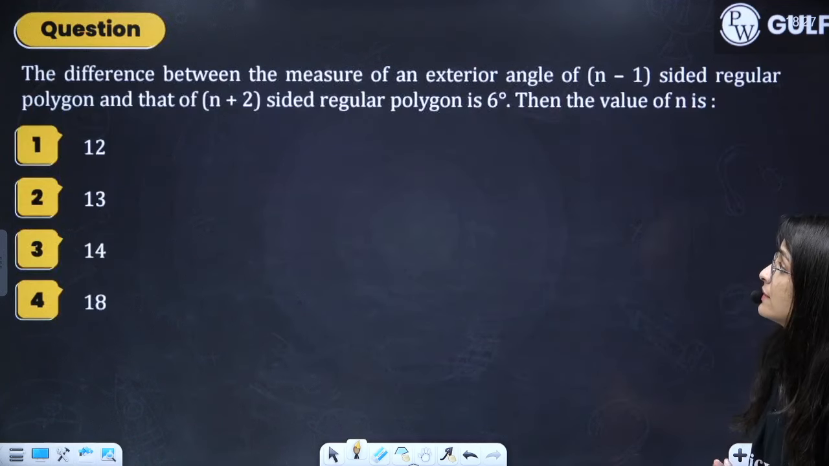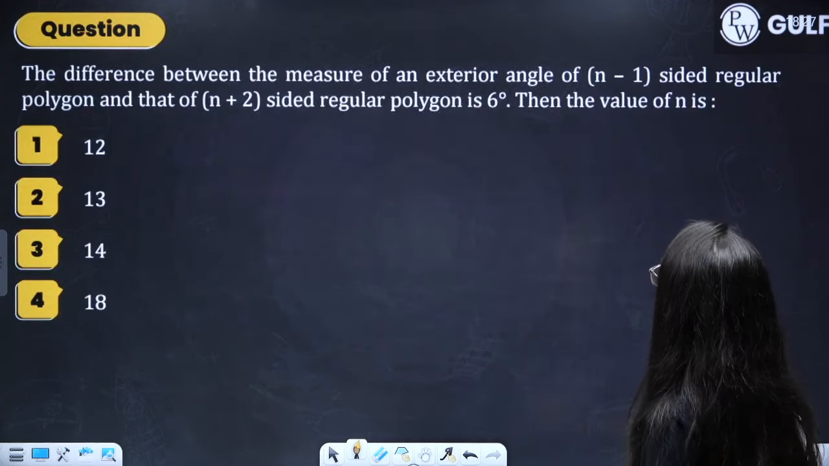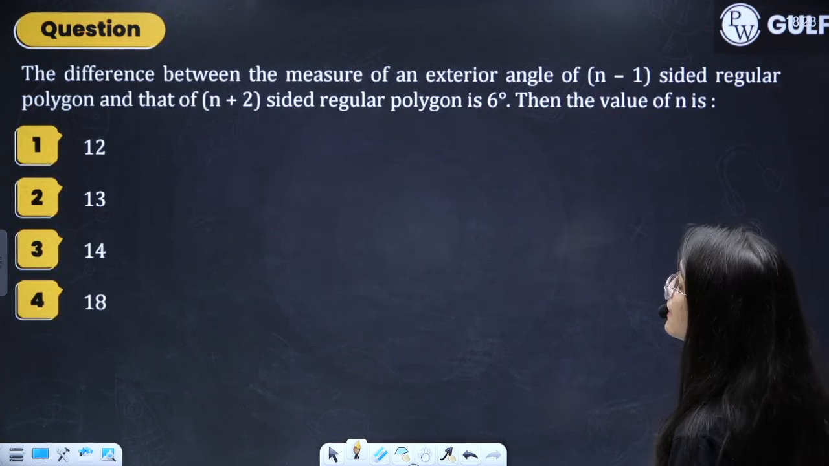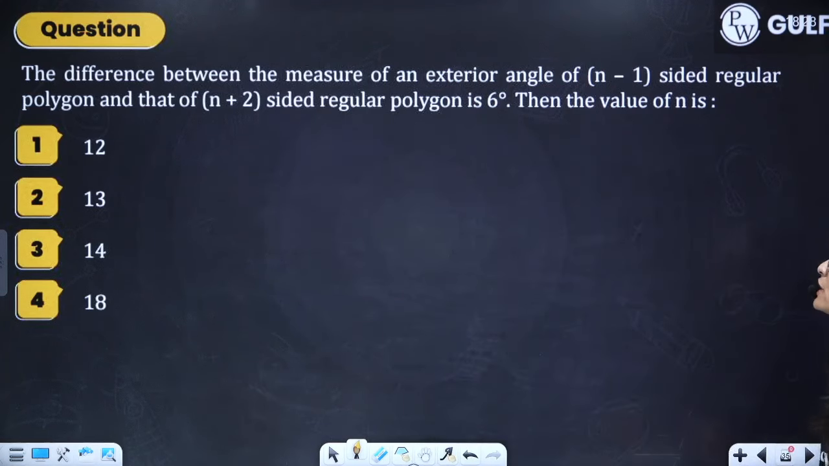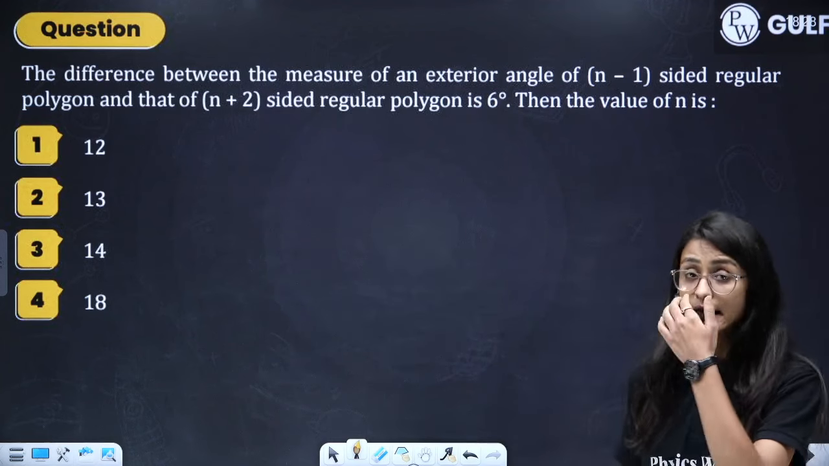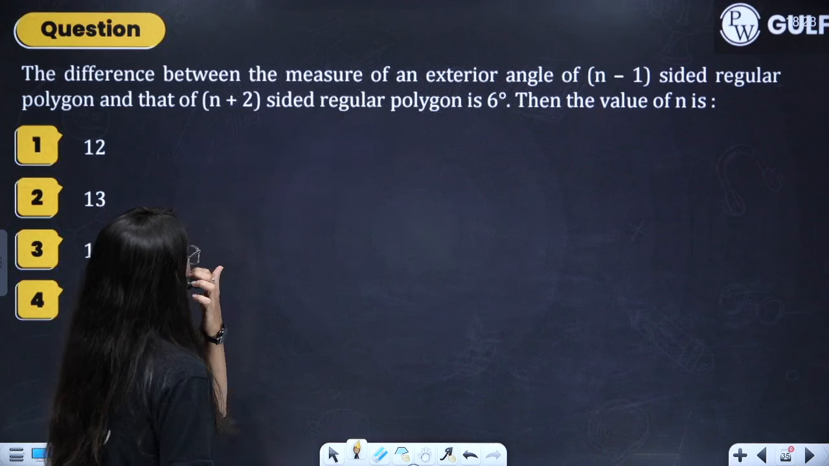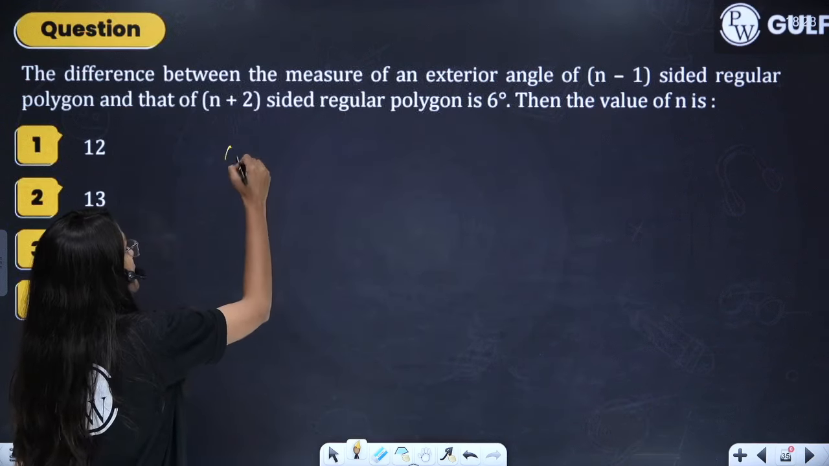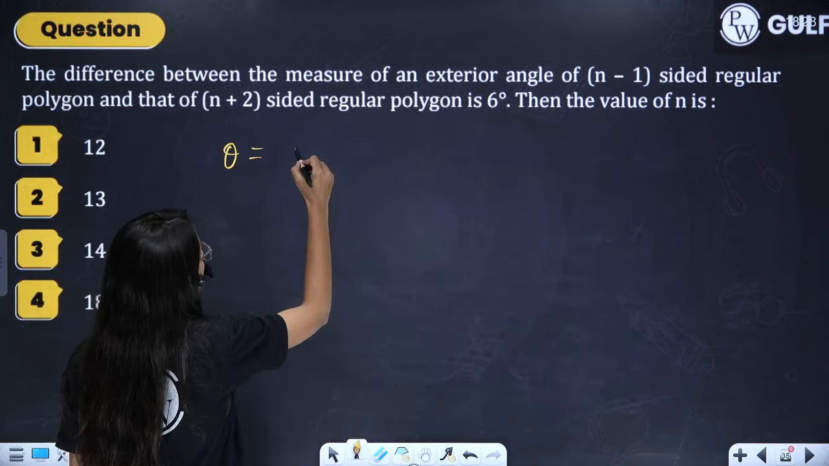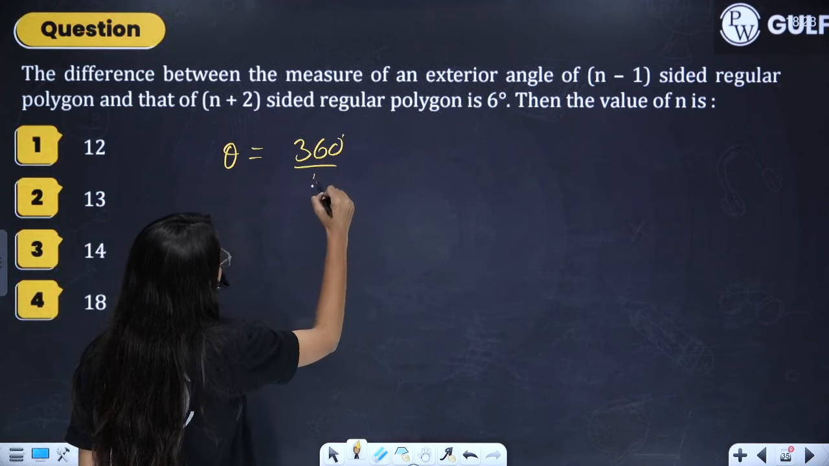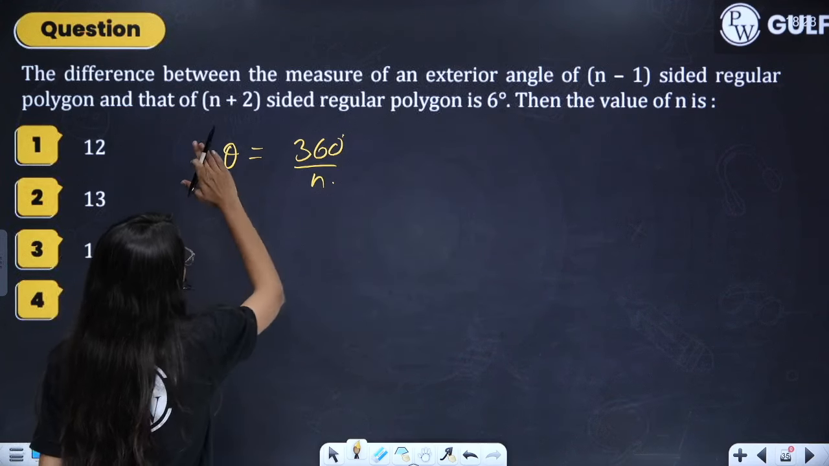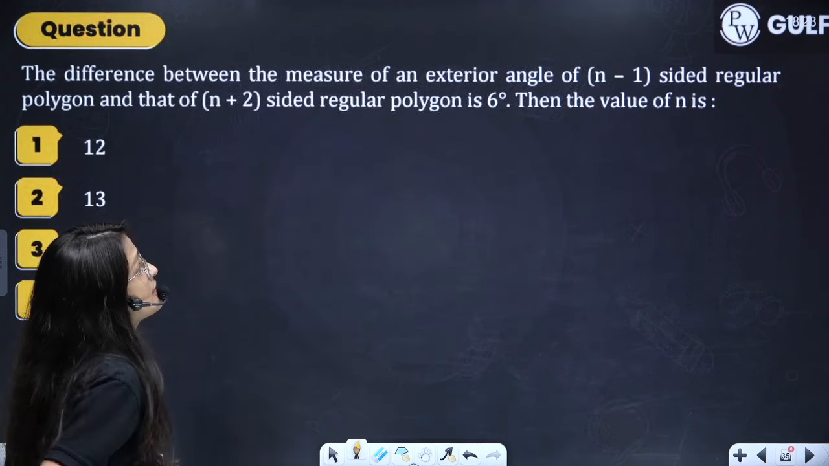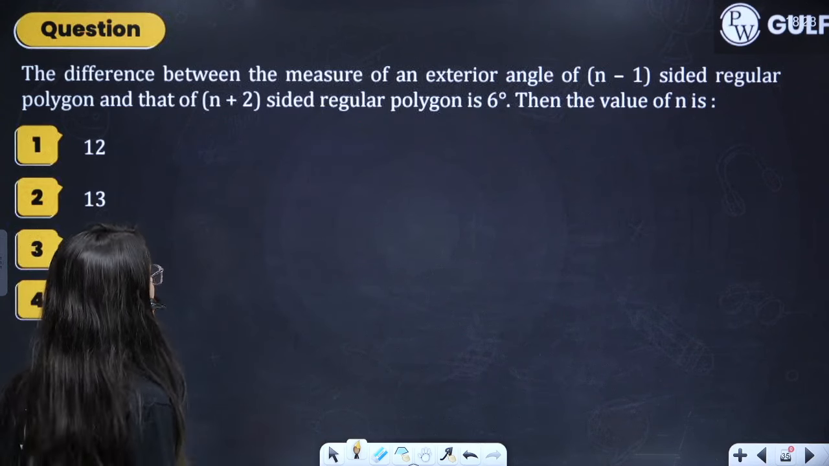Moving forward: the difference between the measure of an exterior angle of an n minus 1 sided regular polygon and that of an n plus 2 sided regular polygon is 6 degrees. Then you need to find the value of n. And we know the formula for exterior angle: theta equals 360 divided by n, where n is the number of sides and theta is the angle. Here they have already given us the difference.